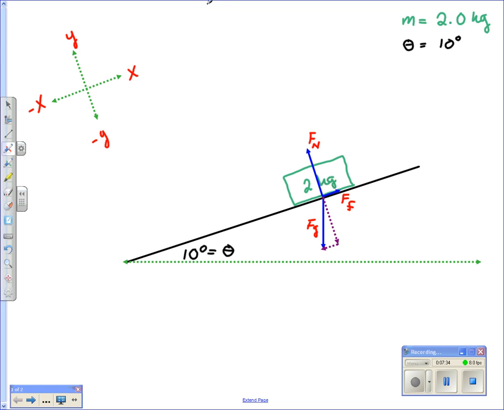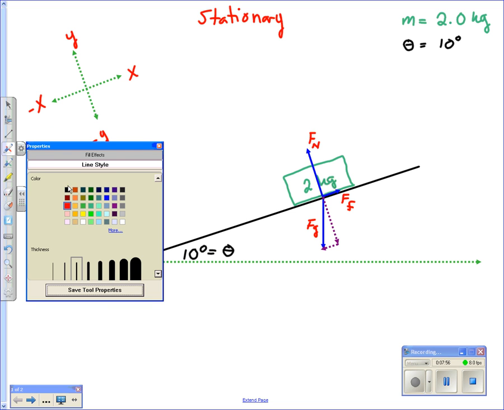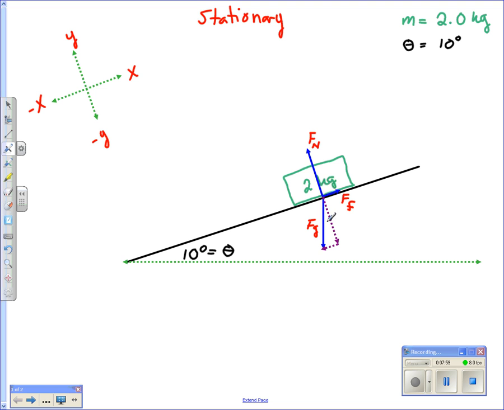Okay, now remember, the object is stationary. So all of the forces acting on it have to cancel out. If the object were moving, it would be different. Now, because of some geometry and looking at triangles and whatnot, it can be determined that theta would be this angle in here. This can be theta.